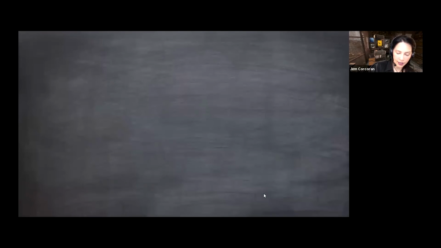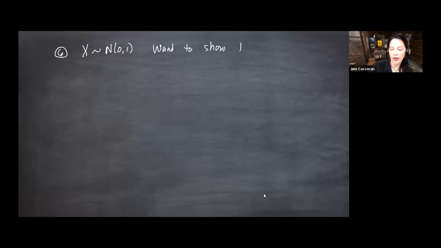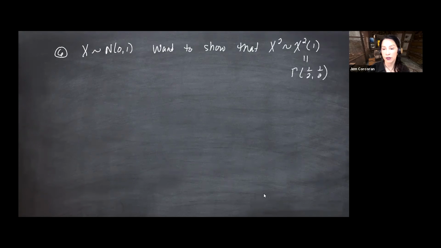This is number 6 on the homework, and we're trying to take a normal 0, 1 random variable, and we want to show that X squared has this chi-squared distribution with parameter 1, and that has been defined for you as gamma of 1/2, 1/2, because in the problem we're defining the chi-squared n, and that's a gamma n over 2, comma 1/2.